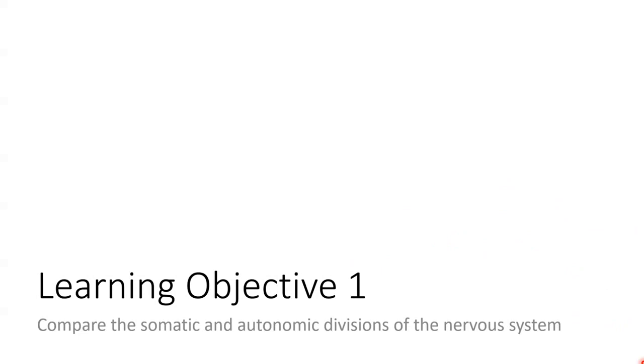The somatic and autonomic nervous systems make up two of the three divisions of the peripheral nervous system. In this learning objective, we will compare the structural and functional differences between the somatic nervous system and the autonomic nervous system.